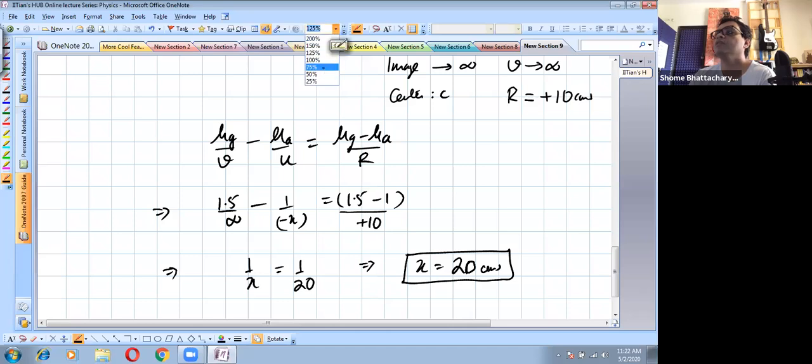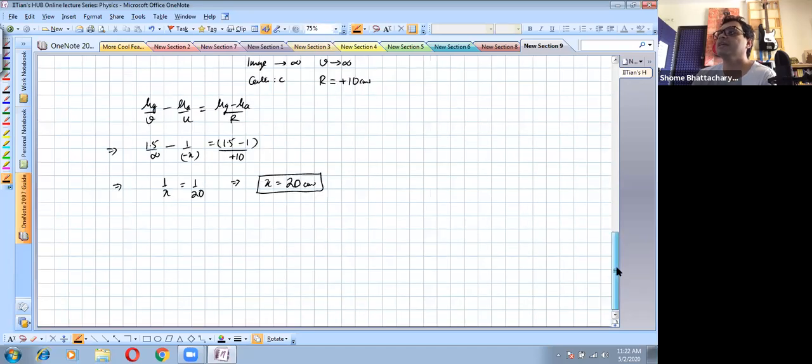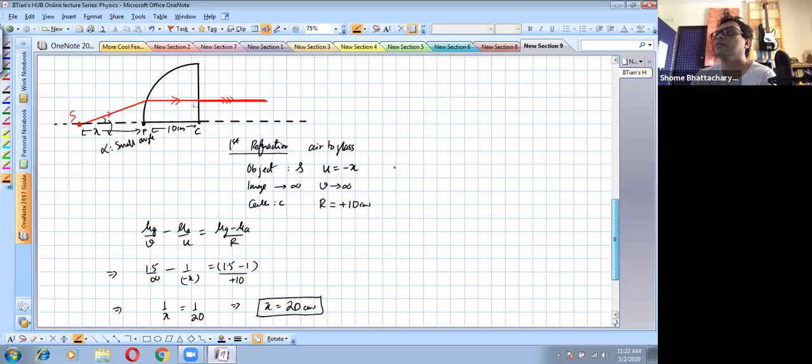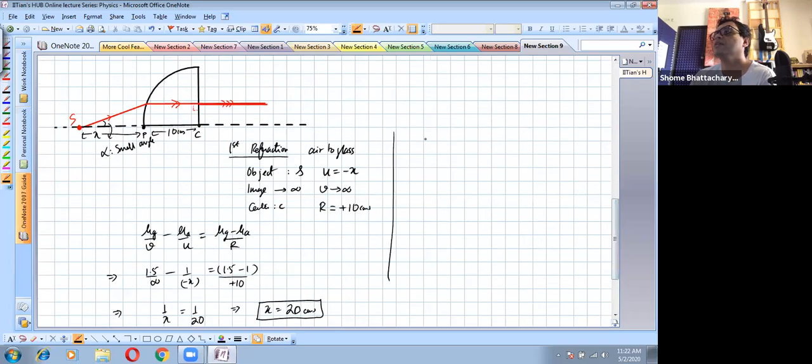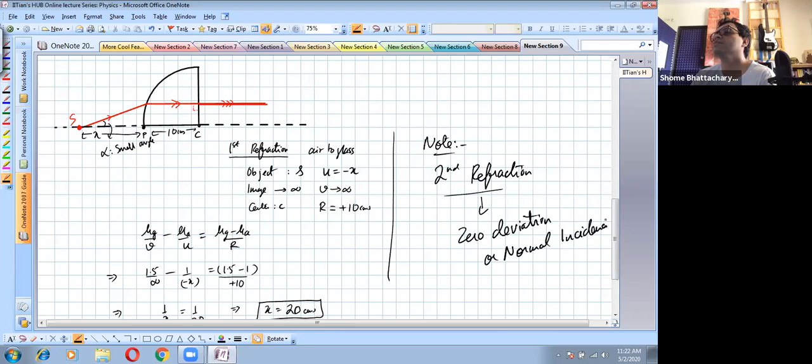And once you know this is happening, you don't need to worry about the second event. So here we also understand the second refraction has 0 deviation, or normal incidence, that kind of stuff. All right, people. So hope this is clear.